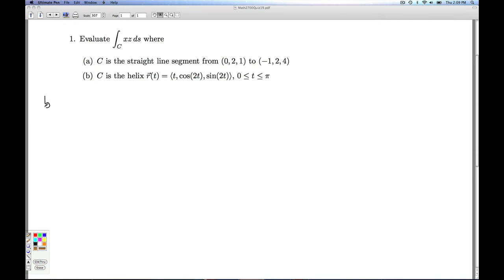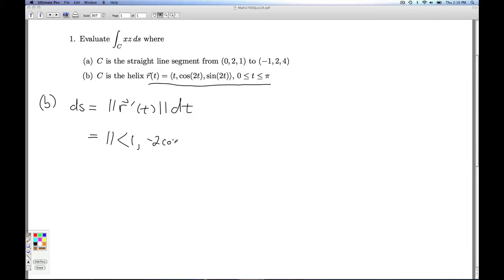Okay, time for part B now. C is this helix. So here we're given the parameterization. And so we go through and find the ds. That's the magnitude of the derivative of r, just like it was in chapter 12. That's the magnitude of r prime. In this case, the first component is going to be 1. And then don't forget the chain rule here.